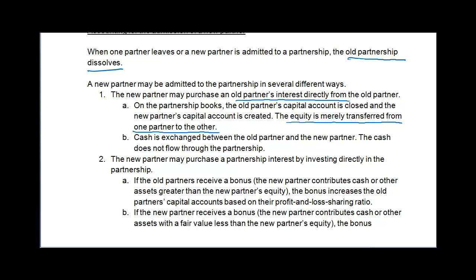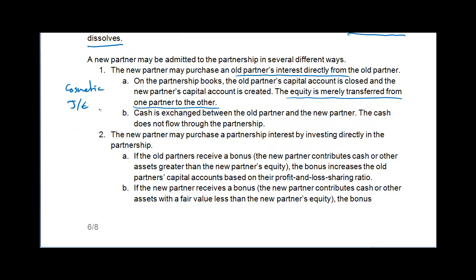So there's a cosmetic journal entry. There's no cash going through the partnership. The new partner buys from the old partner. No cash, no transaction coming through the new partnership. It's just a cosmetic journal entry where you're debiting capital of the old partner, crediting capital of the new partner, and that's it. So that's the real nub of that transaction: it's separate and outside the partnership itself.